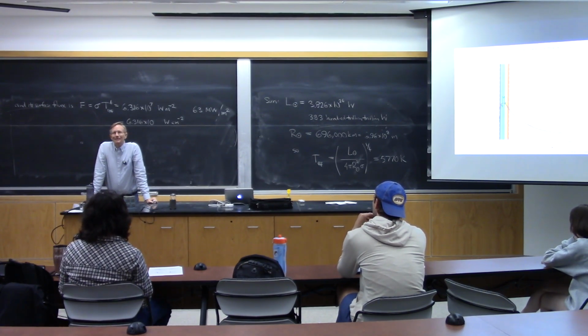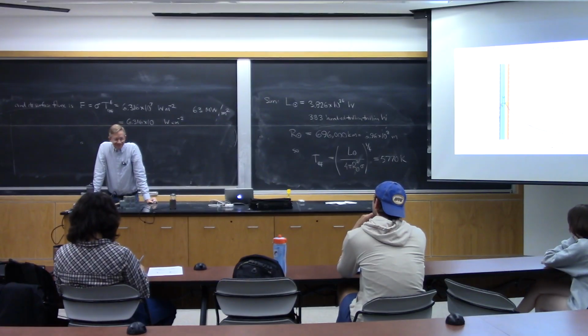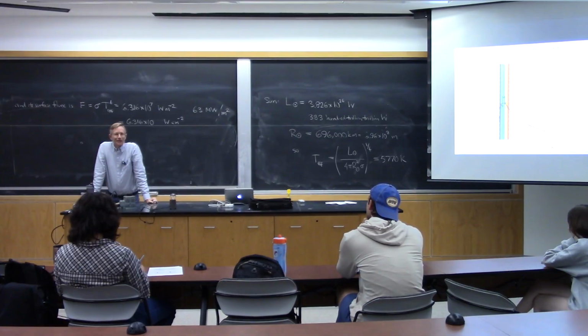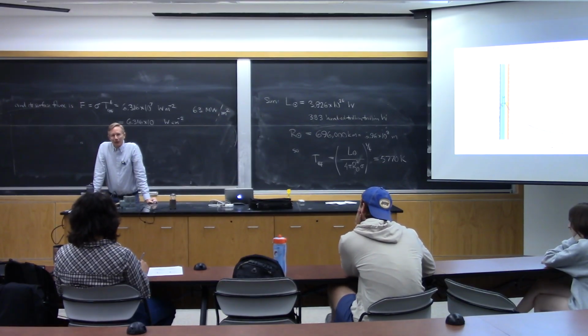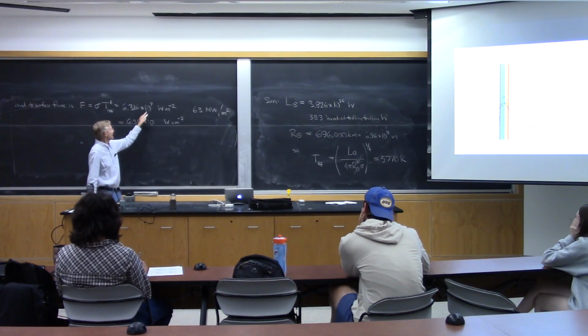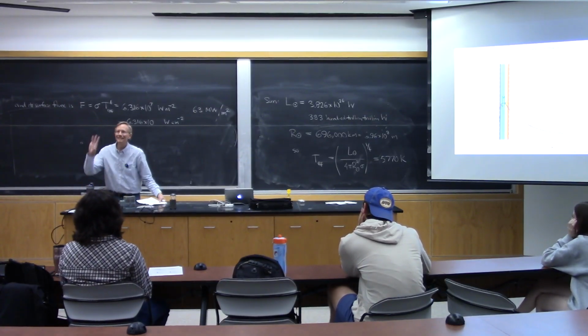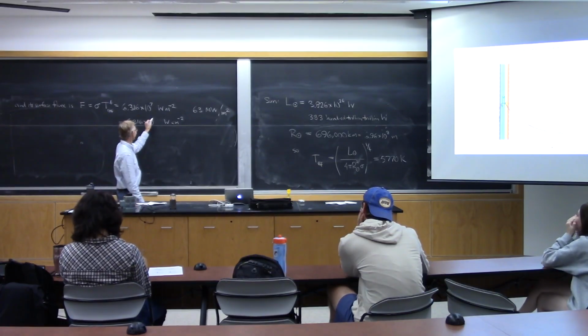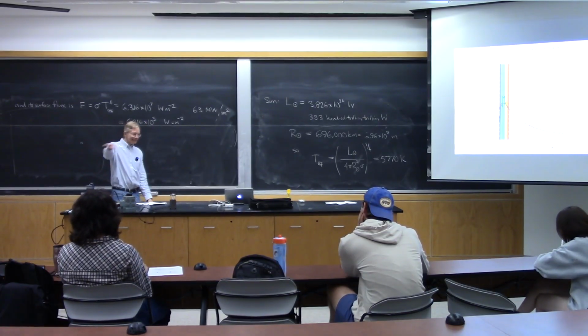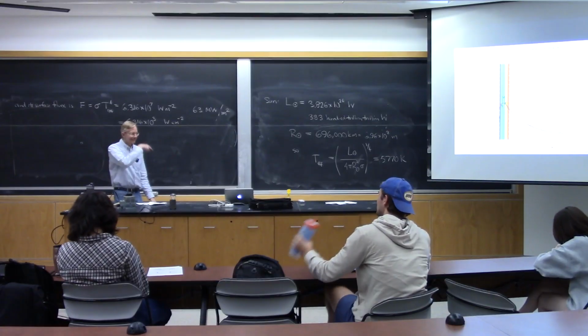Okay, what power of 10 is 1,000? 3. What power of 10 is 10,000? 4. So if I divide 10 to the 7th by 10 to the 4, what do I get? 10 to the 3rd. Yes.